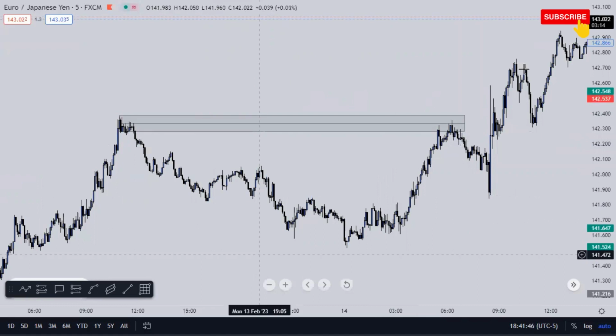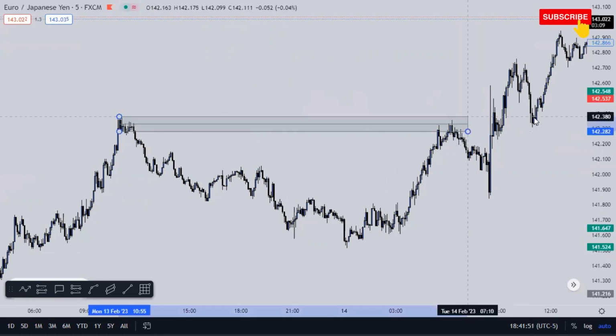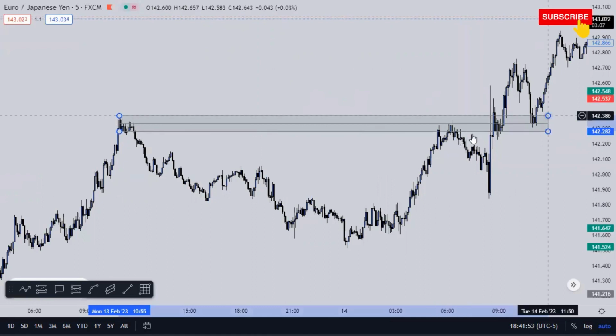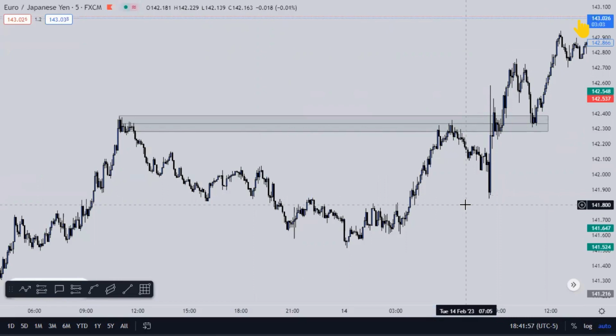So when this level got broken, what happened? Let me stretch this out, guys. When this key level here got broken, what happened? The market pulled back to its retest. So what are the rules when trading this thing?